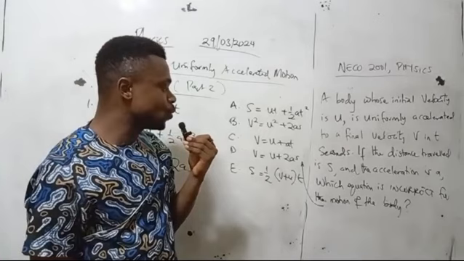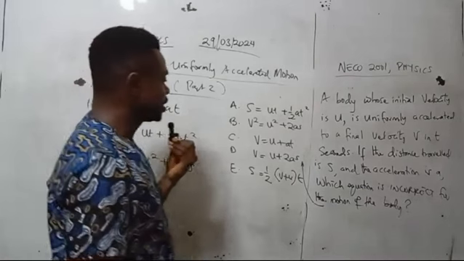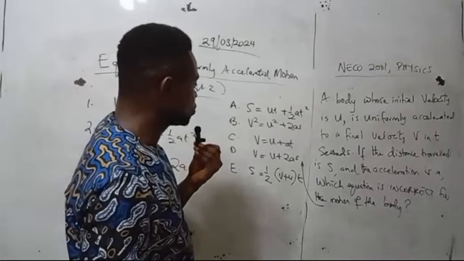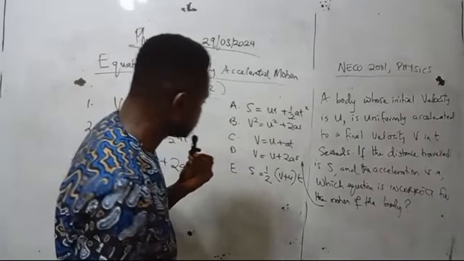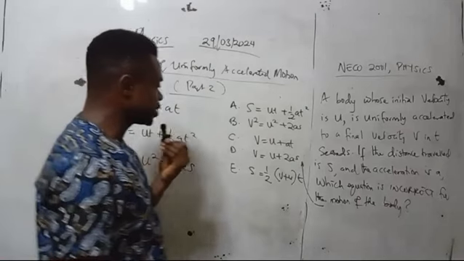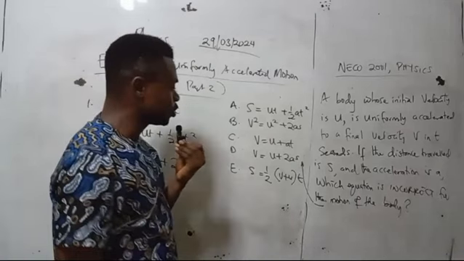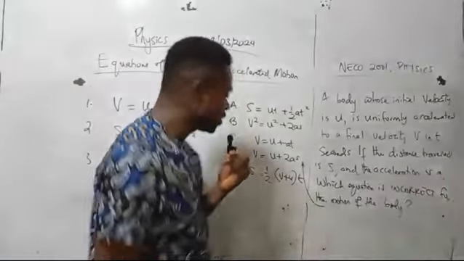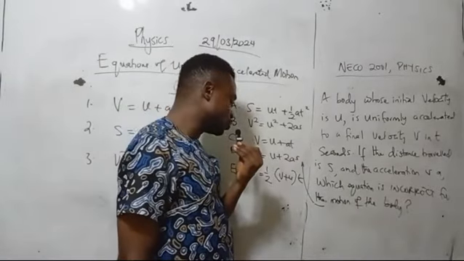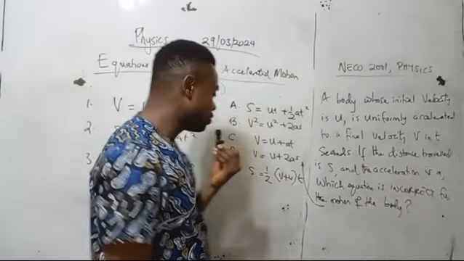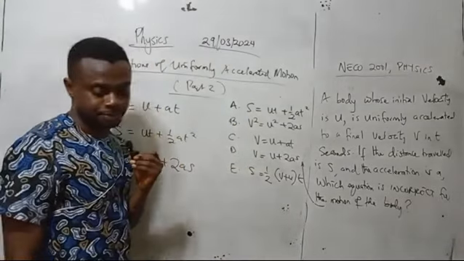A says S is equal to ut plus half at squared. B says v squared is equal to u squared plus 2as. C says v is equal to u plus at. D says v is equal to u plus 2as. While E says S is equal to half v plus u in bracket times t.